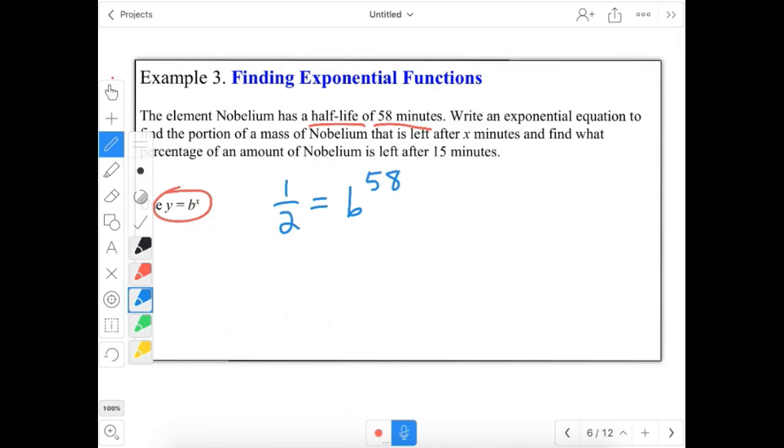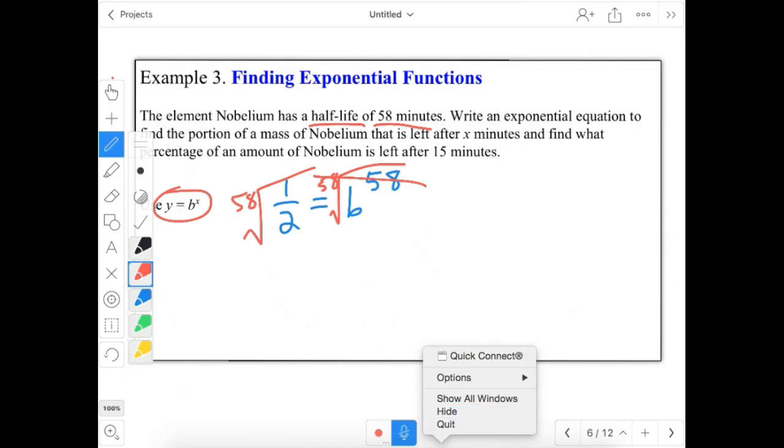Now, if we want to solve for B, we need to take a root with a power of 58. So that's the only way that we can cross those two things out. So I need to take a 58th root of 1/2. So I'm going to show you guys how to do that on your calculator.